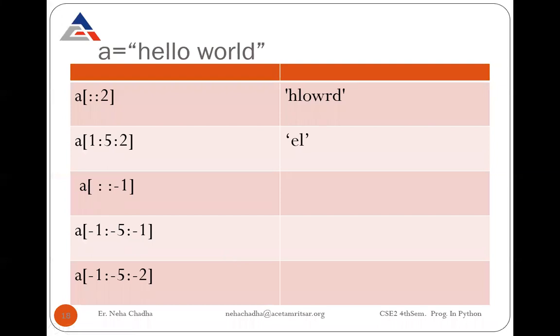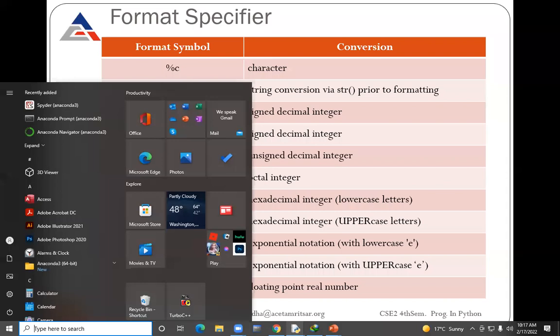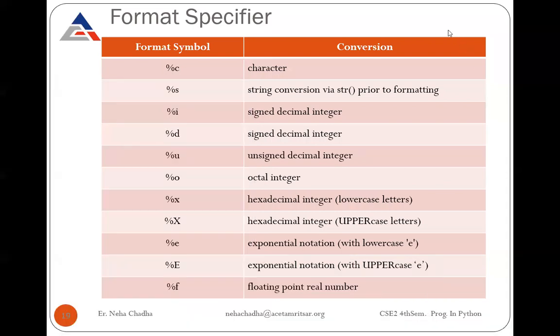Fine. Next is format symbols. There are some format symbols over here. If you want to show a character, then %c, similar to the C language, is how you can access it. I will take one example so that it will be clear to you.